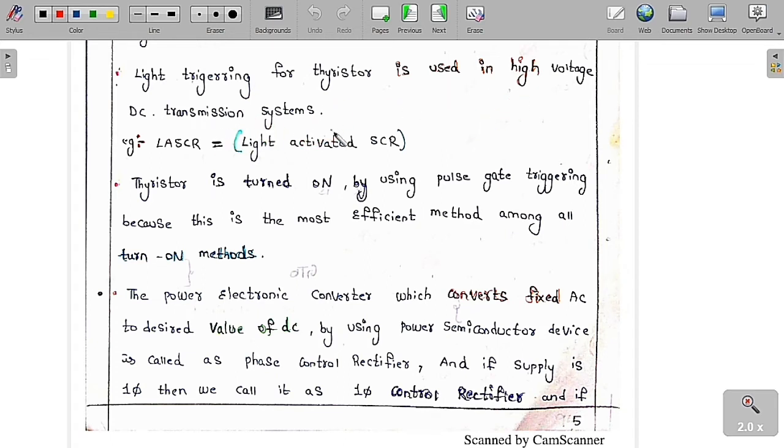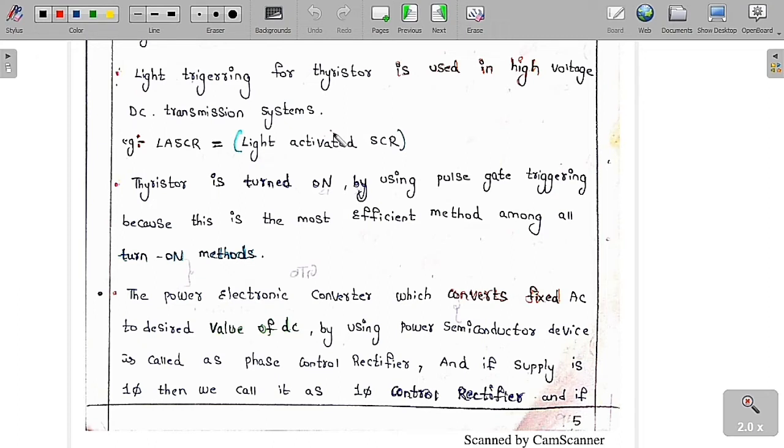So in high voltage DC transmission systems, like in HVDC, we are going to use thyristors. If you want to trigger those thyristors, we are going to use the light triggering method. By using the light triggering method, we turn on the thyristors whenever we use them in the HVDC transmission.